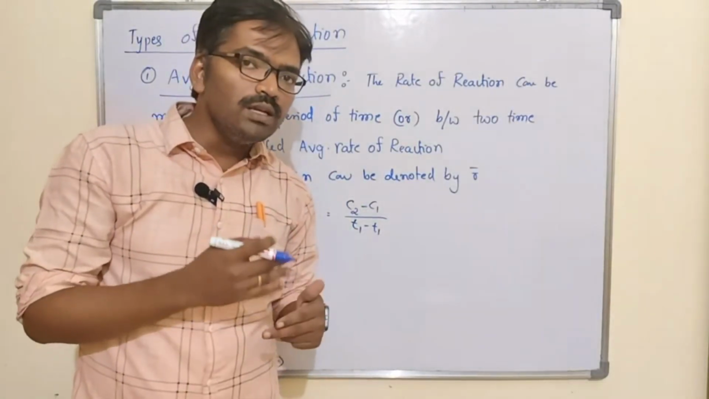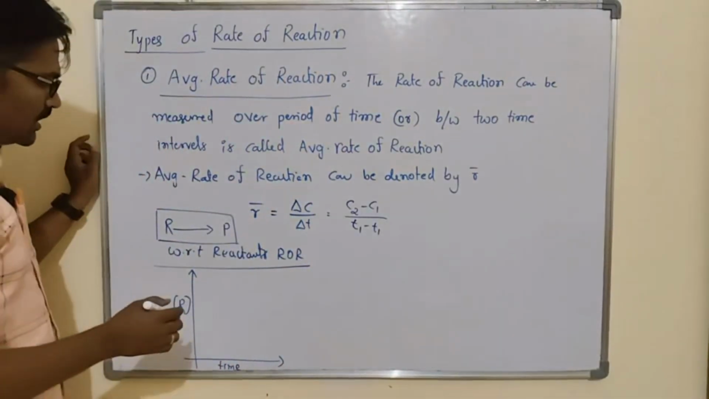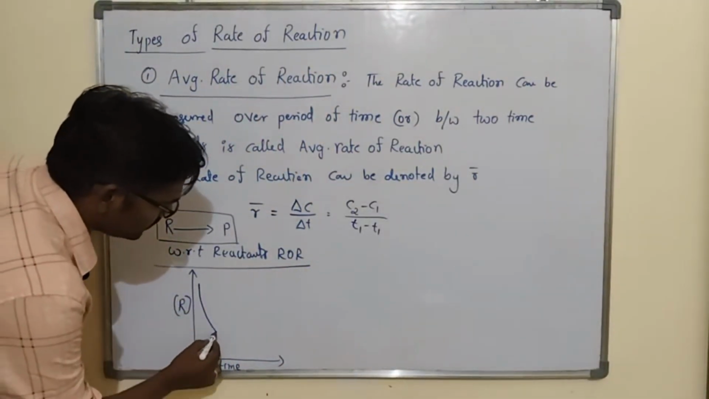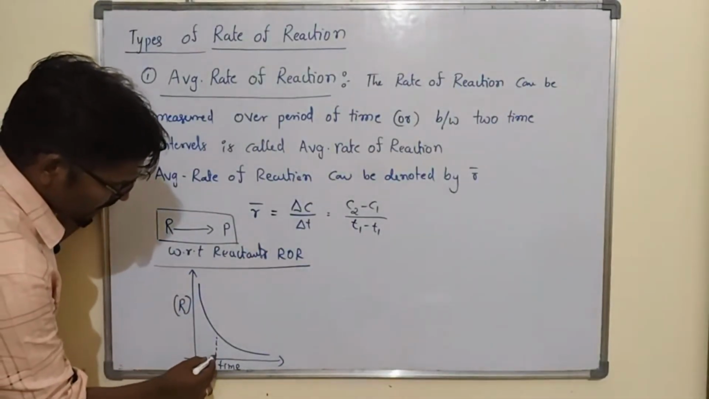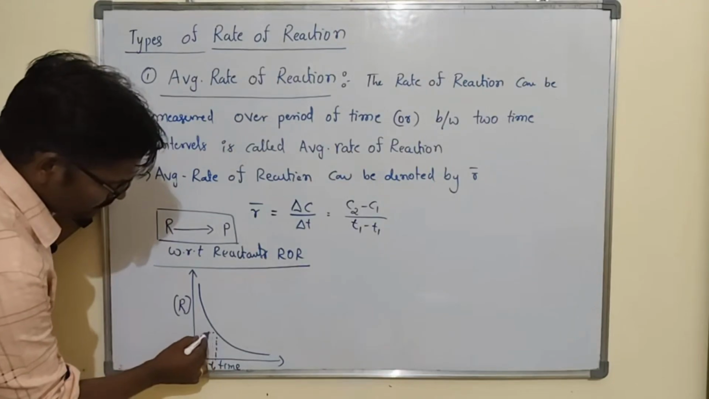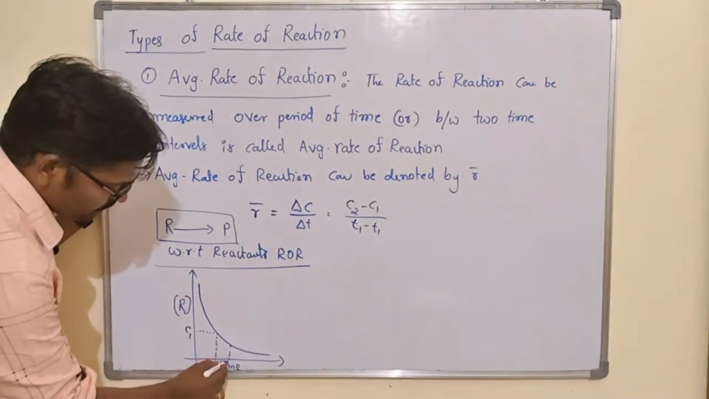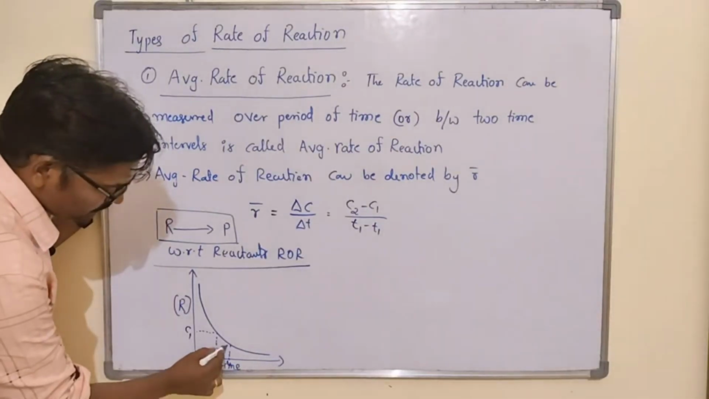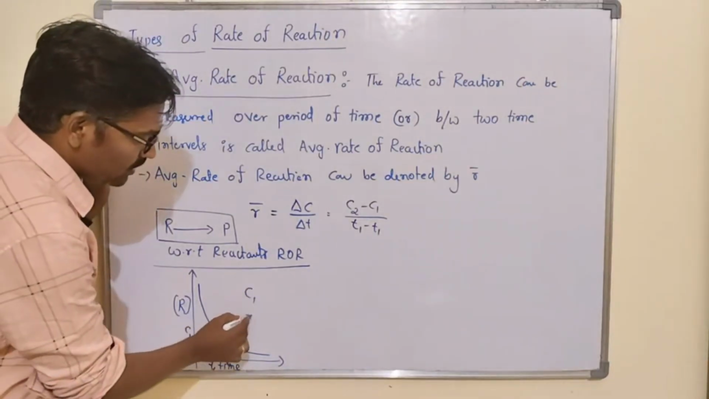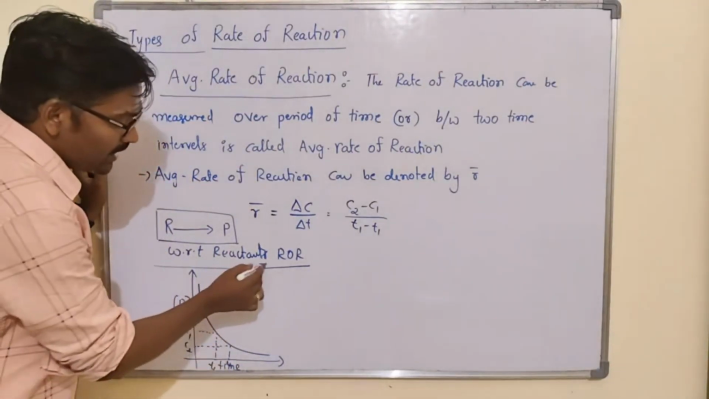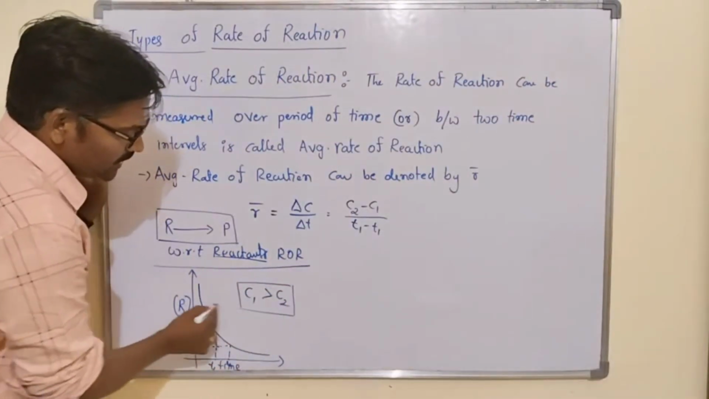This increase or decrease, whatever we are discussing, is exponential. See, look at my dear students, here we are taking the decrease like this. So if you take a point at time T1, the concentration is C1. Then at time T2, the concentration is C2. In the reactant case, C1 is greater than C2.